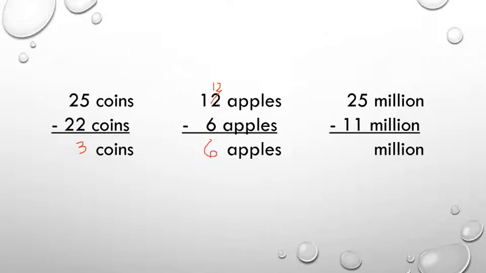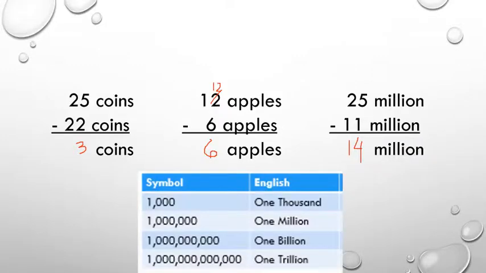Now 25 million minus 11 million will become 14 million. So 5 minus 1 is 4 and 2 minus 1 is 1. So once again, similar to addition, the same can be used for thousand, million, billion, trillion. If we change it to 25,000 minus 11,000, we will get 14,000. So basically, you can do the same also.